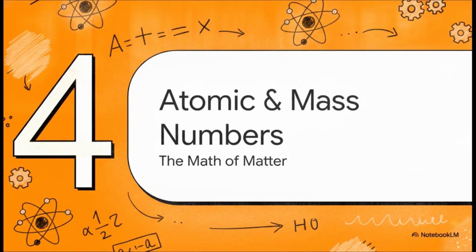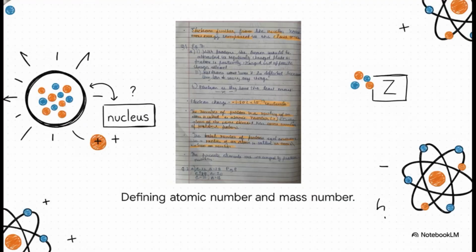All right, let's move to Section 4, atomic and mass numbers, the math of matter. Let's quickly define the foundational math here. The total number of protons in a nucleus gives us the atomic number, usually represented by Z. Meanwhile, if you take the combined total of both protons and neutrons, you get the mass number, which is also sometimes called the nucleon number.